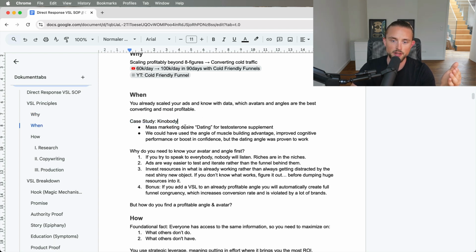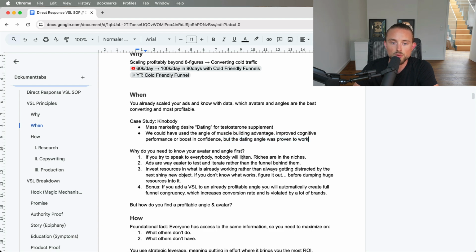So with KinoBuddy, what we found is that obviously for the testosterone supplement, one of the mass marketing desires is dating. If we think about the main psychological drivers following Eugene Schwartz, we have mating on the one hand and fear of dying on the other hand, right? So we quickly figured out that we should use dating as the main angle because it's such a base desire of every single human being. We could have used the angle of muscle building, cognitive performance, boosting confidence, and so on, right?